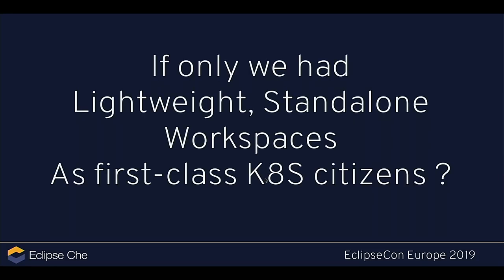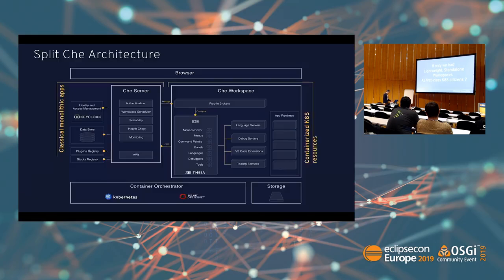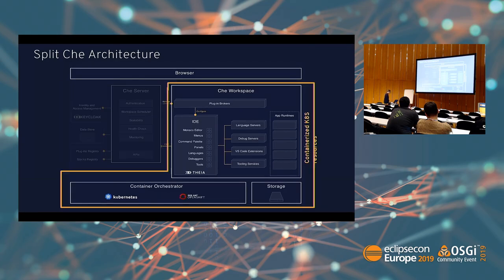And now, if only we had lightweight, standalone workspaces as first-class Kubernetes citizens, we wouldn't need the left part, which is mainly Che server, Keycloak, data store, classical monolithic applications. And we would like to keep the Che workspaces, which are really kube-native, containerized applications on the right, with everything that is interesting for the developer. So why not take the Che workspaces and push them inside Kubernetes?